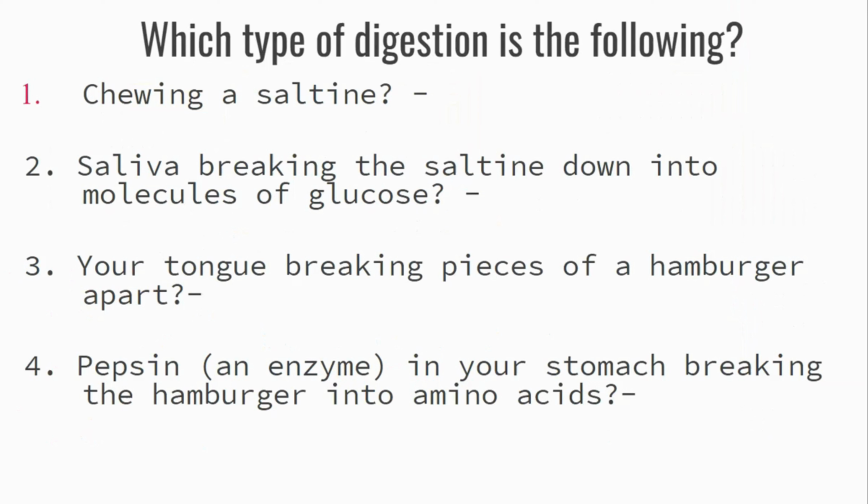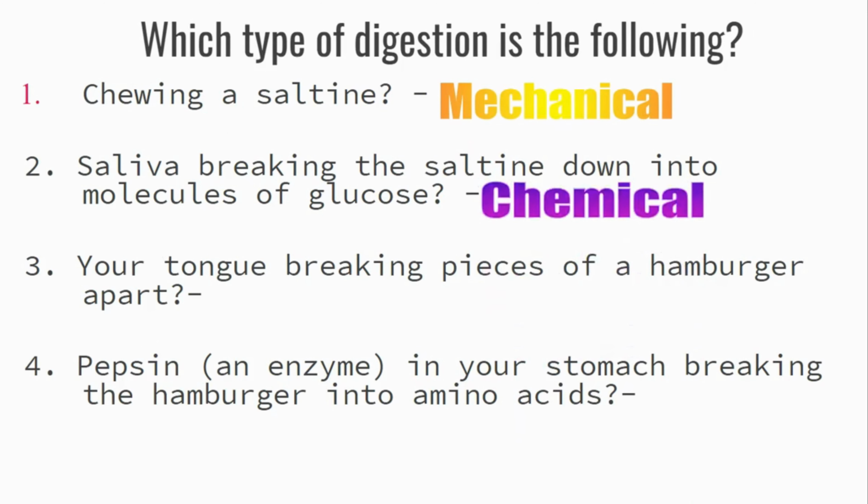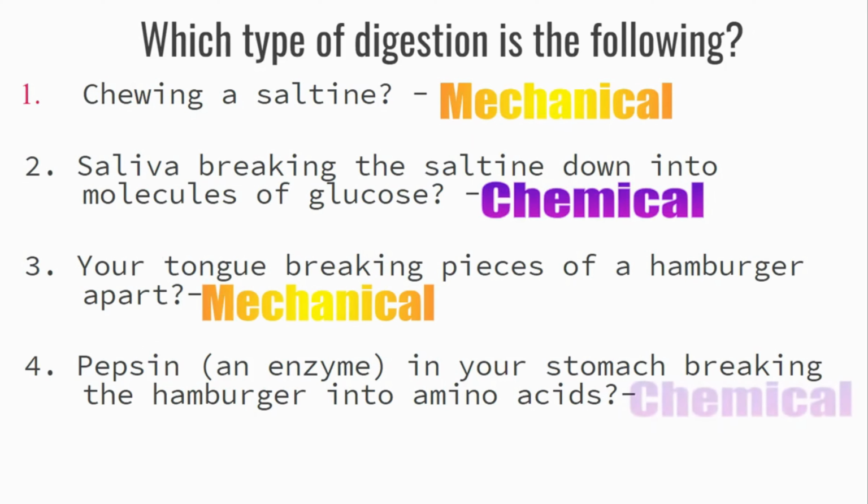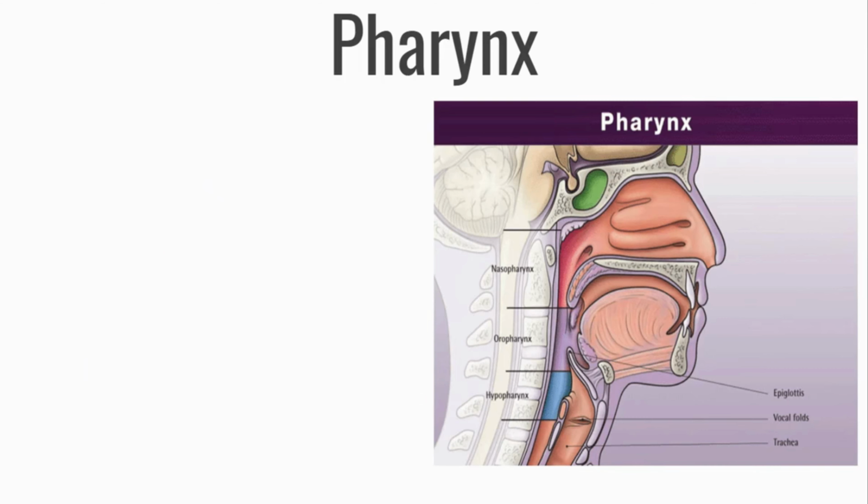Now pause the video and try to work it out. What did you get? Chewing a saltine is mechanical digestion. Saliva breaking the saltine down into molecules of glucose is chemical digestion. Your tongue breaking pieces of hamburger apart is mechanical digestion. Then pepsin, an enzyme in your stomach, breaking the hamburger into amino acids is chemical digestion.